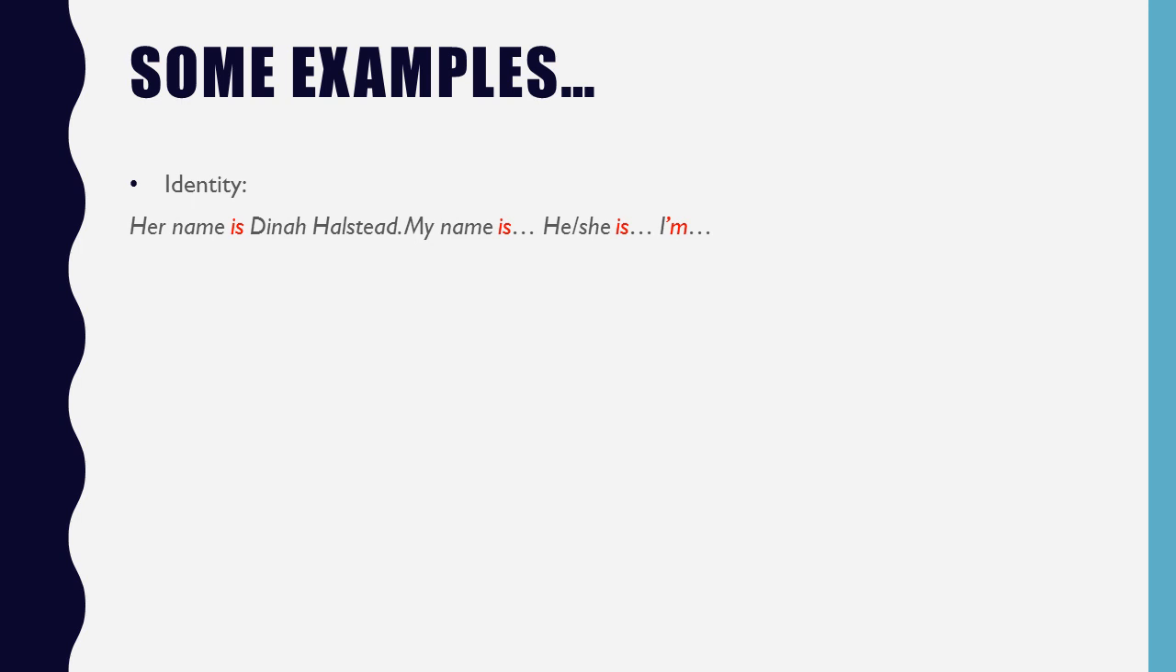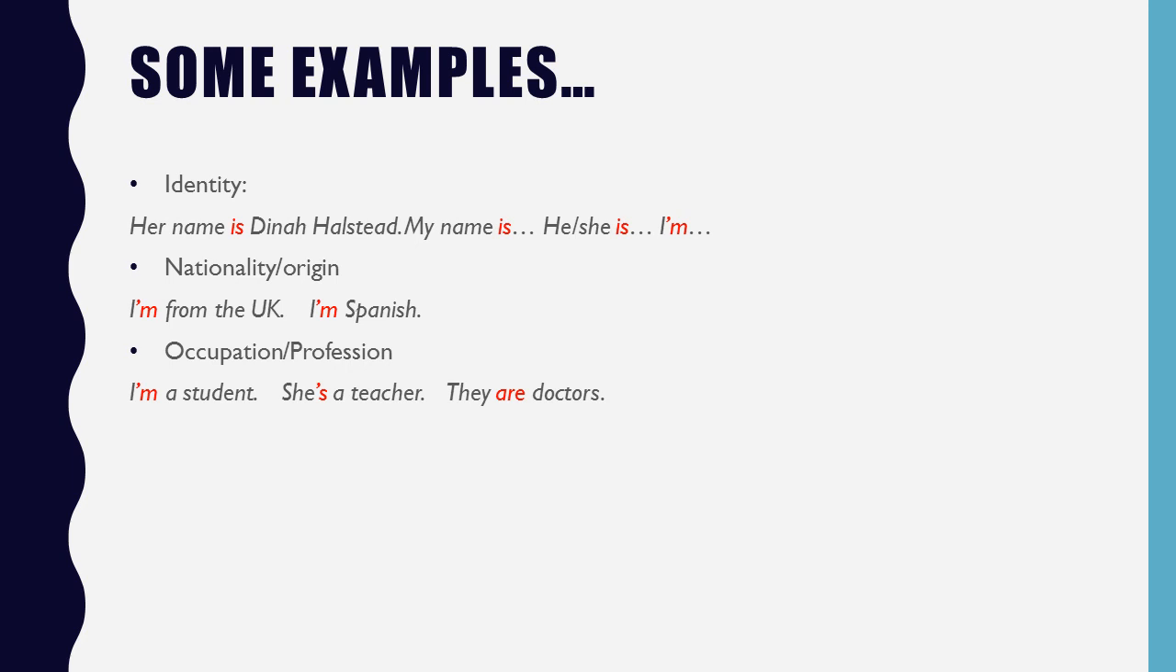So let's have a look at some examples from this section of the unit. For example, identity. Her name is Dinah Halstead. Or you can say my name is, she is, he is, I'm. When we talk about nationality and origin, we can say I'm from the UK, I'm Spanish. Occupation and profession. I'm a student, she's a teacher, they are doctors.